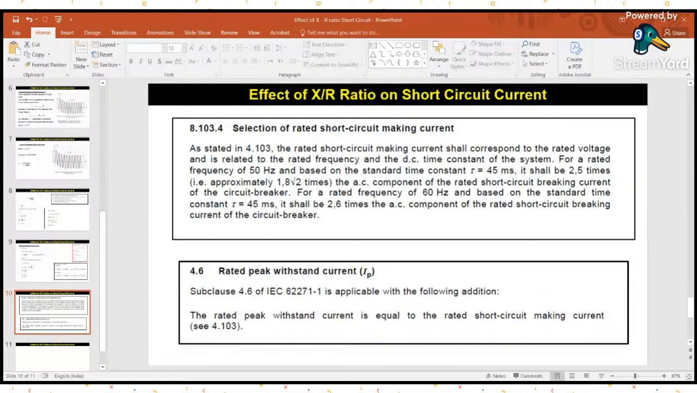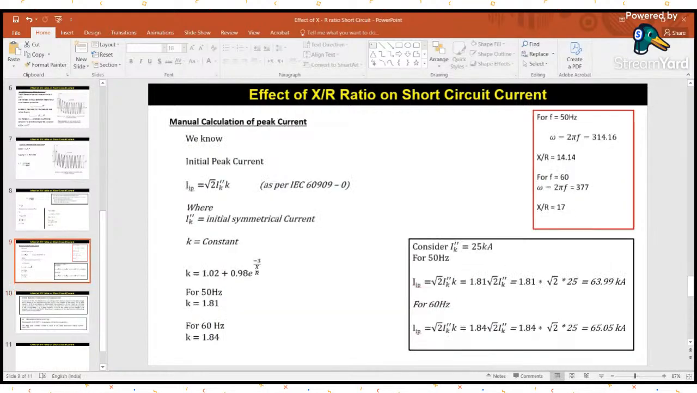Now, what we have calculated here: we have taken 25 kiloamperes of short circuit current, and calculated the peak value of short circuit current. For 50 hertz it is 63.99, and for 60 hertz it is 65.05 kiloamperes.